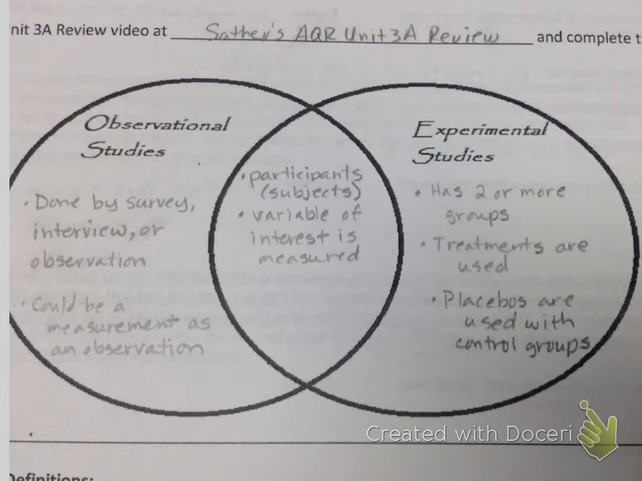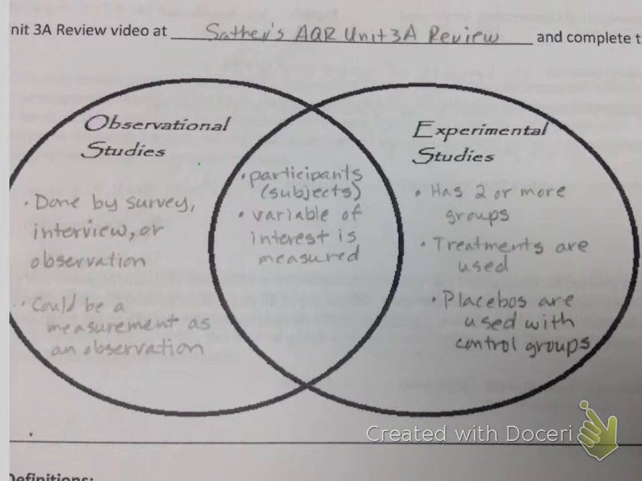Observational studies are done by survey, interview, or observation, and they could be a measurement as an observation. So that could be that you're just seeing how tall someone is, or you're trying to see how many phones somebody owns. You're not really invading the person's privacy, you're not making them do something in particular, like run a marathon or something. You're just kind of asking questions and trying to see what's happening.